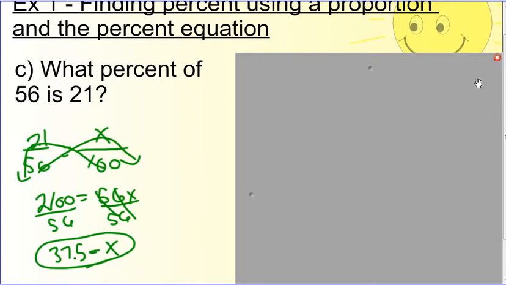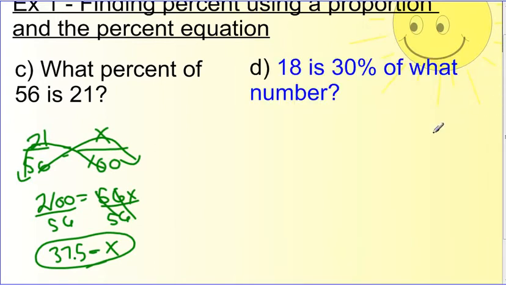Okay, let's have you give a try to a problem. So here's letter D. Pause the video, do it. When you're ready to continue, hit play. Okay, so let's see here. First off, set up the proportion. So we have percent over 100, the of number, of what? And whatever's left over is the 18.